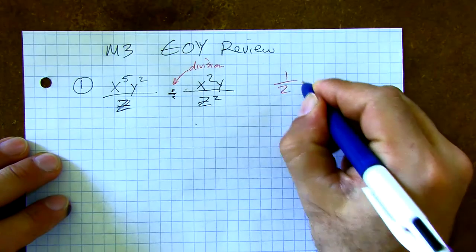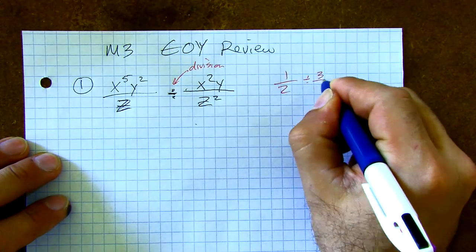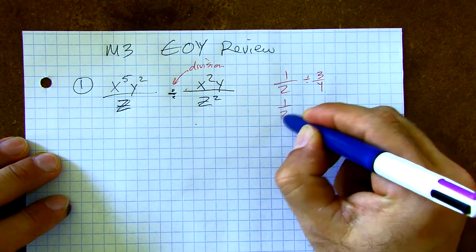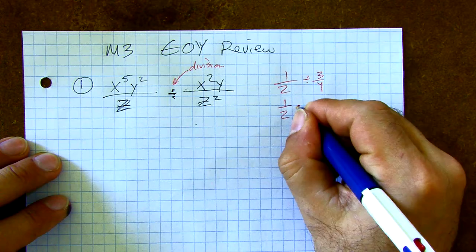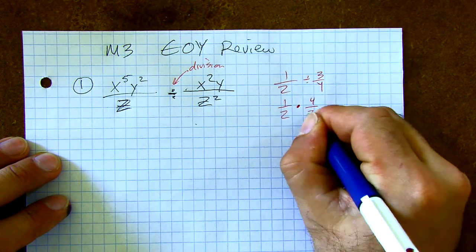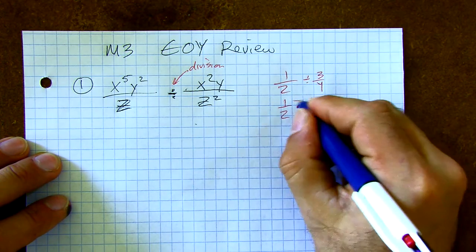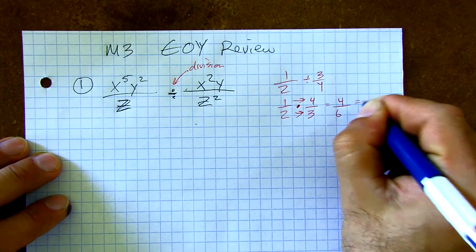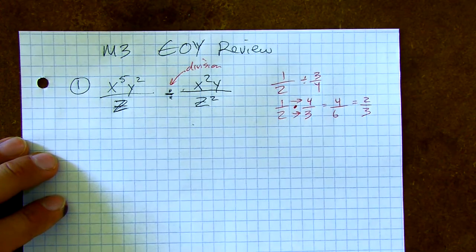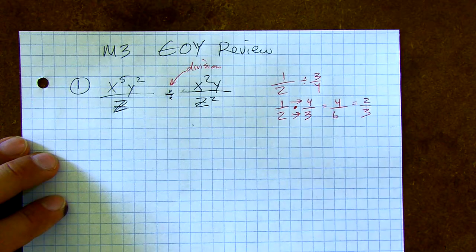If we had 1/2 divided by 3/4, what do you do to that second fraction? We change it to multiplication, and then you flip the second fraction. And then when you multiply, it's nice because you multiply straight across. We're going to have 4, we're going to have 6, which is 2/3. Yeah? Okay? Apply that same idea here.